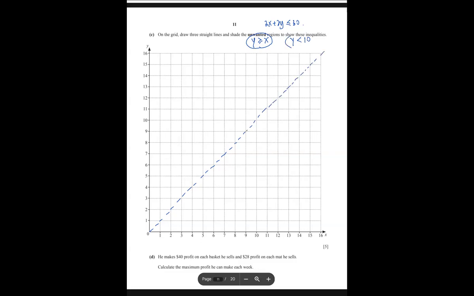Okay, then y less than 10. I'm gonna draw a solid line this time. Wait, before that, let me label. Oh no, this line is y greater than x. Okay, y less than 10. So I need to draw in a solid line. y equals 10.